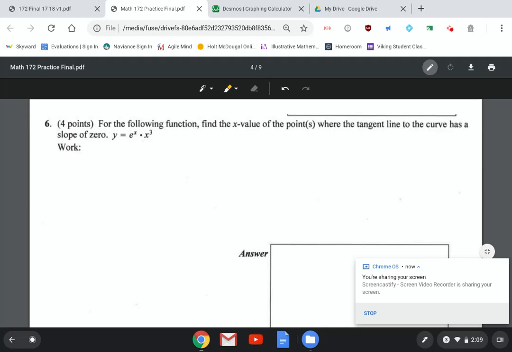All right, so question 6. For the following function, find the x value of the point or points where the tangent line to the curve has a slope of 0. y equals e to the x times x cubed.